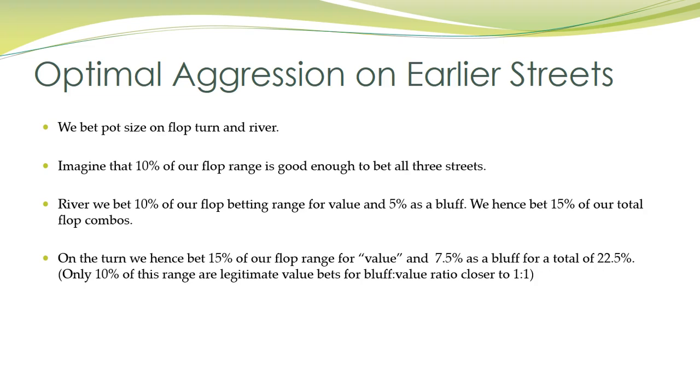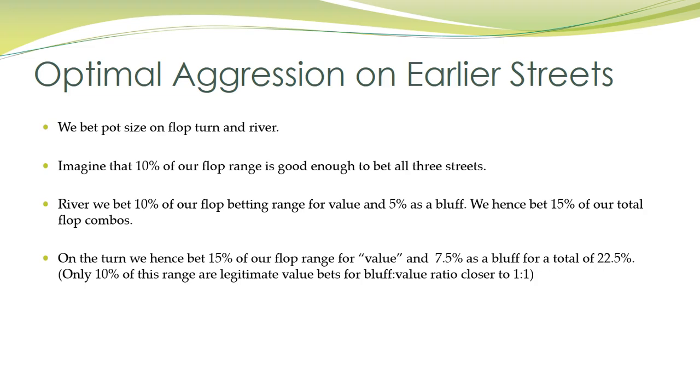Now if we have 15% value, we need to balance that out with some additional bluffs. Remember, roughly half of the amount of combos we are value betting are going to need to be used as bluffs. That means if we have 15% of our flop range for value, we need another 7.5% of our flop range for bluffs. So now, expressed as a function of all of the hands that get to the flop, we're firing 22.5% of our flop range. Now of course we know that only 10% of this range are actually legitimate value bets which are going to be firing the river for value.